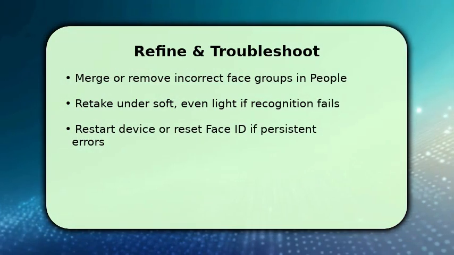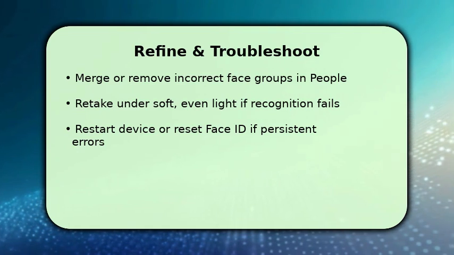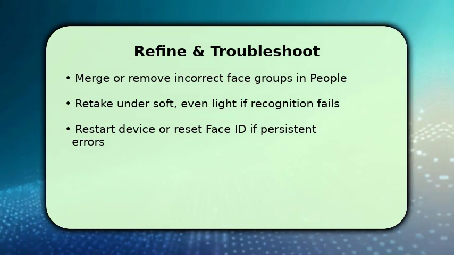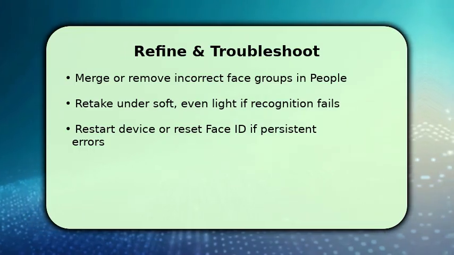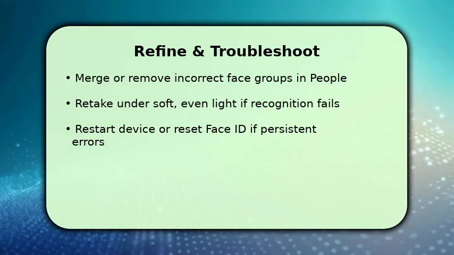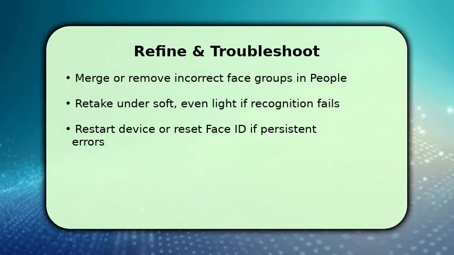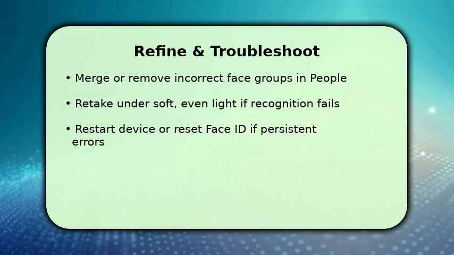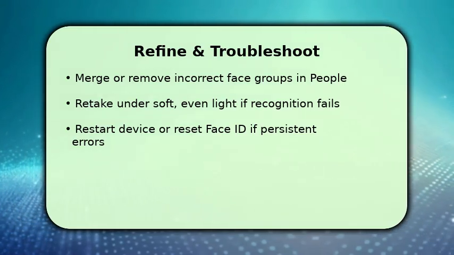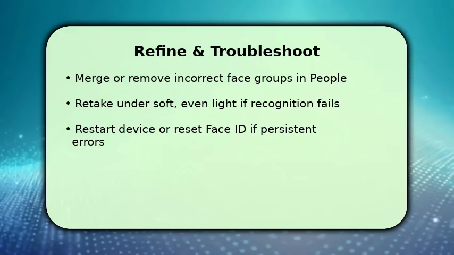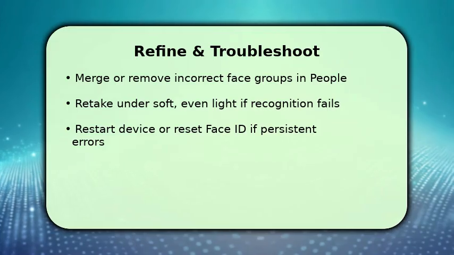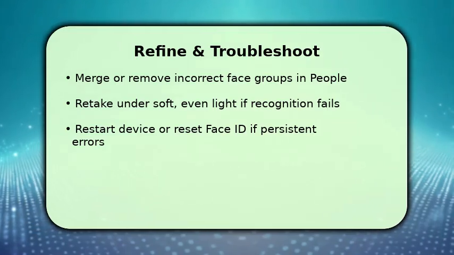Finish by refining your face library. Merge groups that belong to the same person and remove mismatches to reduce false positives. If Face ID-based photo tagging fails, retake shots in soft, even light and ensure the face isn't obscured by glasses or heavy shadows. If problems persist, restart the device and, as a last resort, reset Face ID and re-enroll faces. That rebuild clears mapping errors. One key tip: inconsistent lighting is the most common cause, so correct that first.